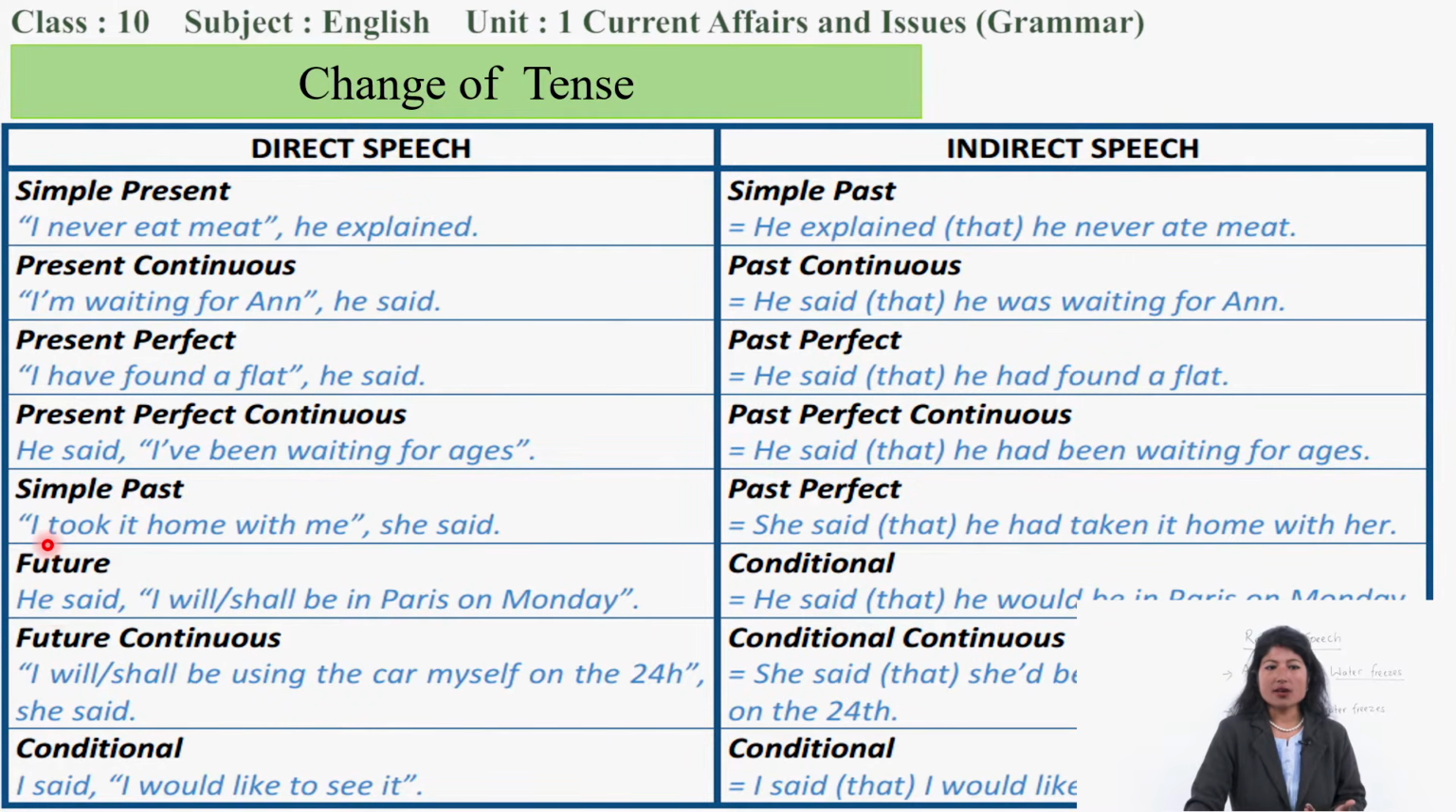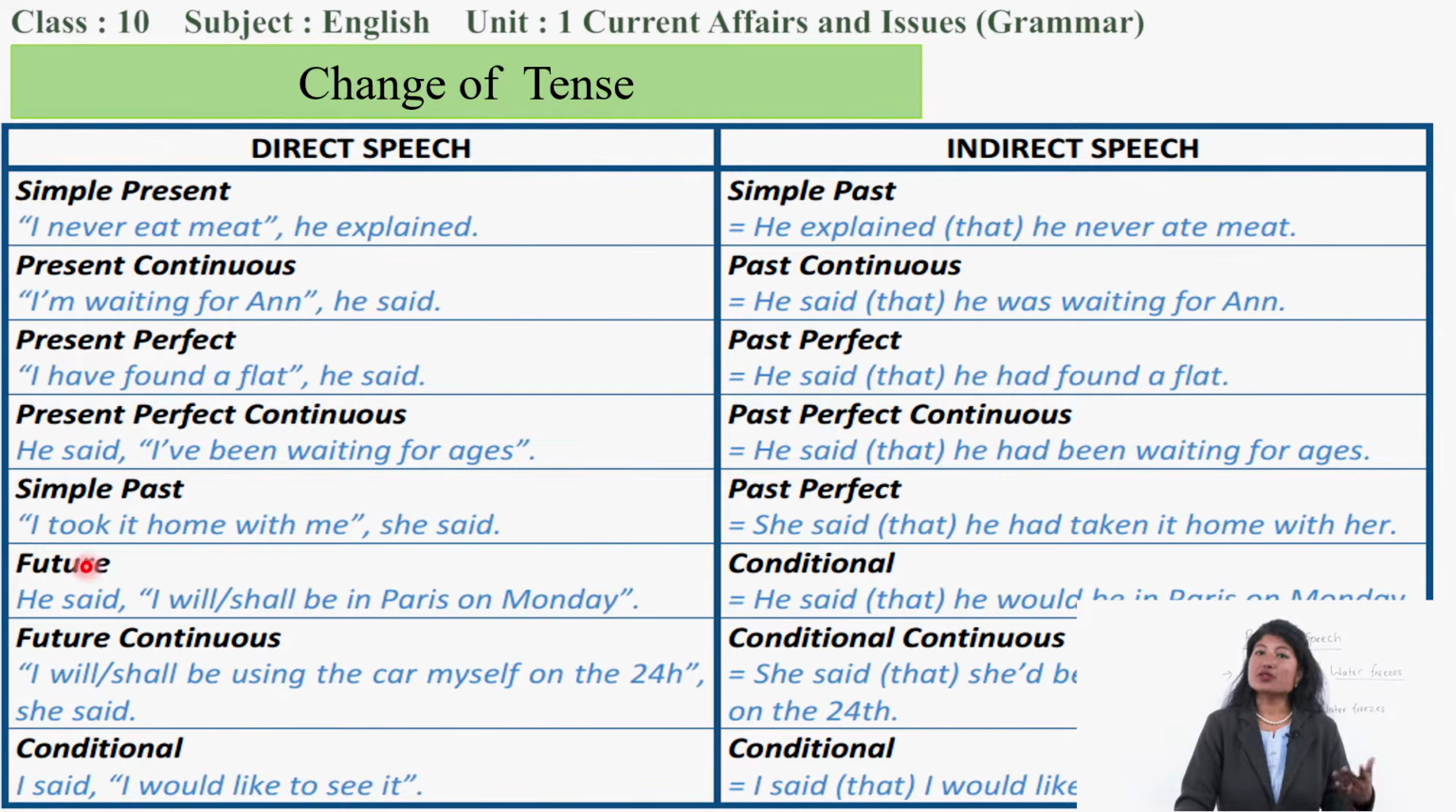Then what about simple past itself? "I took it home with me," she said. Simple past changes into: she said that she had taken it home with her. Which tense is it? Yes, past perfect. Simple past into past perfect.